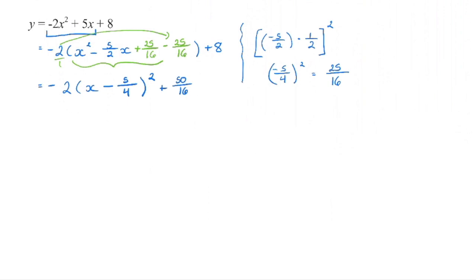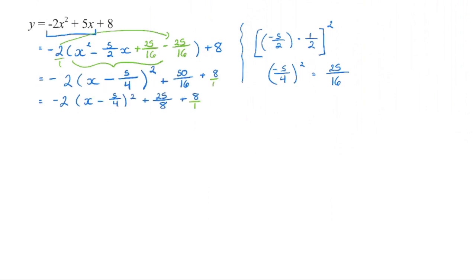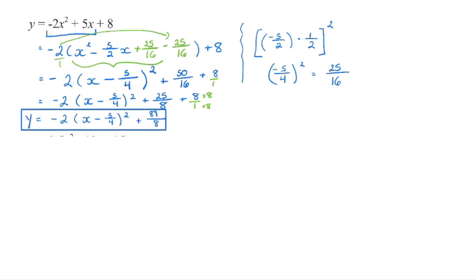And then we're going to add that to our 8, and I'm going to write this over 1 just because we're going to need a common denominator. At this point, I would probably divide 50 over 16, the numerator and denominator, by 2 to reduce it, so my numbers are a little bit smaller. I can see that my lowest common denominator is going to be an 8. So I'm going to multiply each of those by 8 to keep it equivalent. So 8 times 8 will give me 64. 64 plus 25 will give me 89, and we're going to keep the denominator the same. So we're going to end up with negative 2. Our vertex is going to be at 5/4 and 89/8.